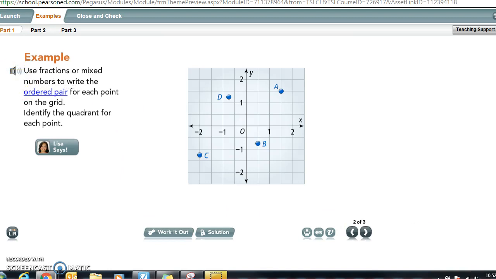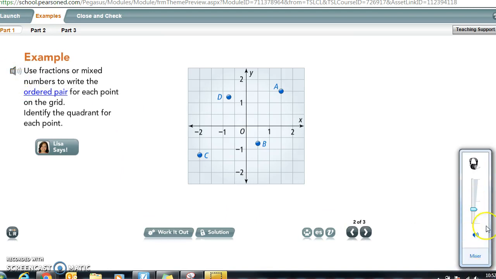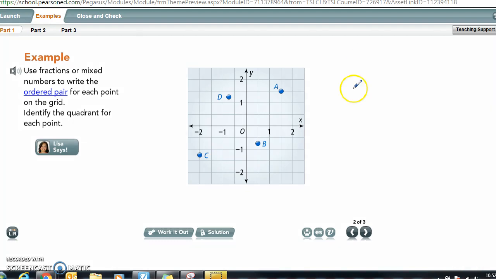Use fractions or mixed numbers to write the ordered pair for each point on the grid. Identify the quadrant for each point. So many of you will remember, if you want, go and freeze this and write which is quadrant 1, which is quadrant 2, which is quadrant 3, and which is quadrant 4. Again, freeze it, see if you're right. Quadrant 1 will be here, quadrant 2 is here, quadrant 3 is here, and quadrant 4 is here. They go counterclockwise. So they want us to use fractions or mixed numbers to write the ordered pair for each point on the grid, and identify the quadrant for each point.